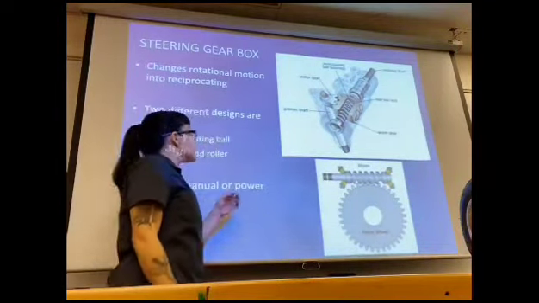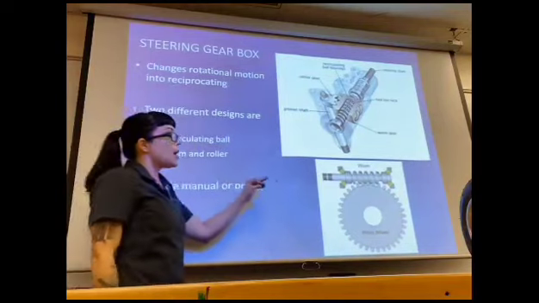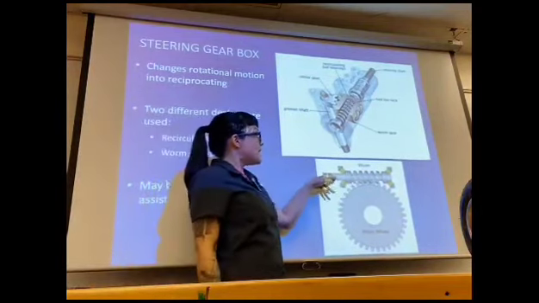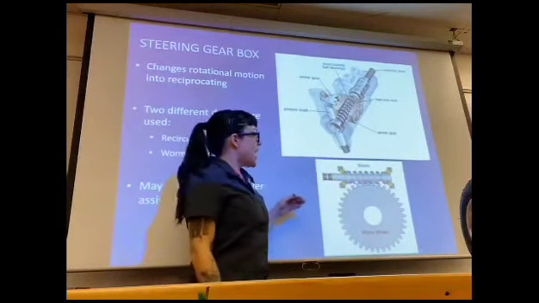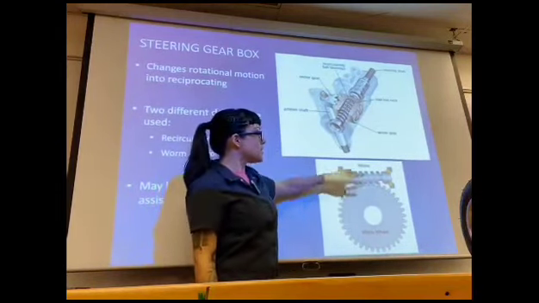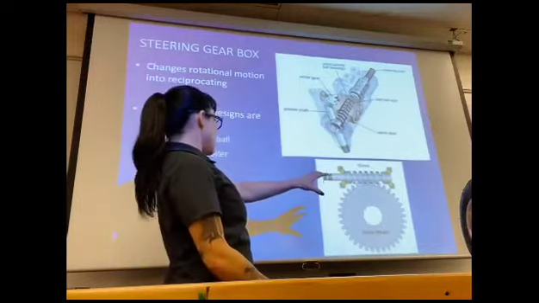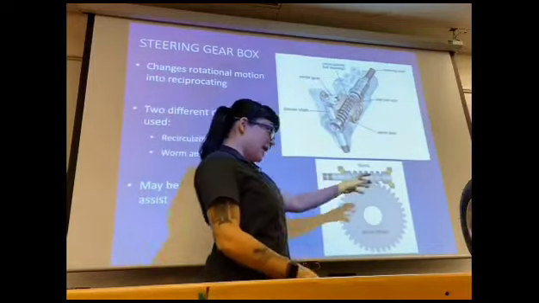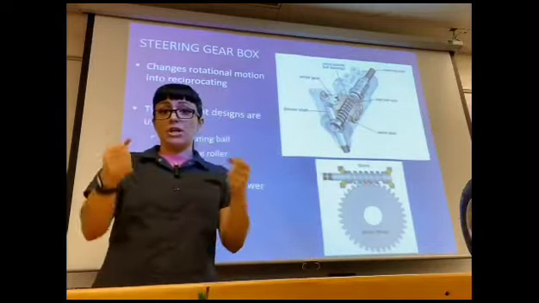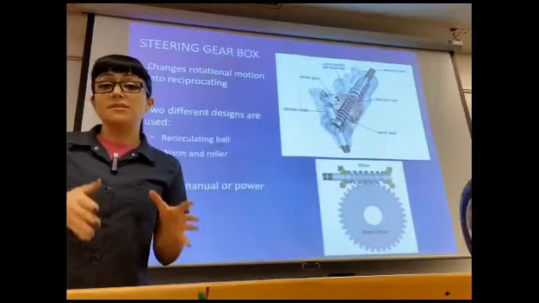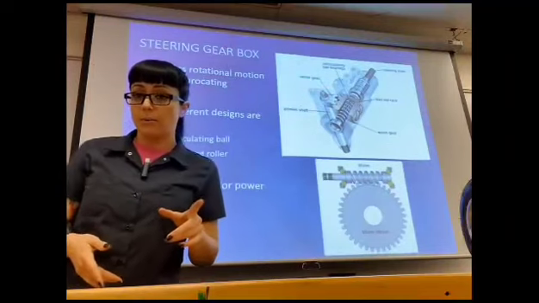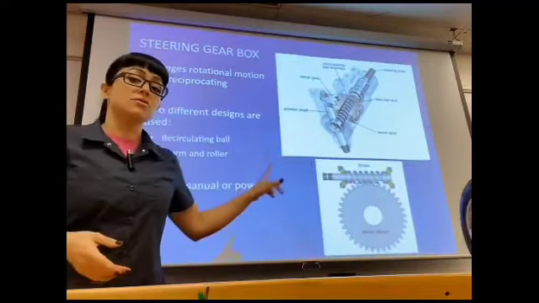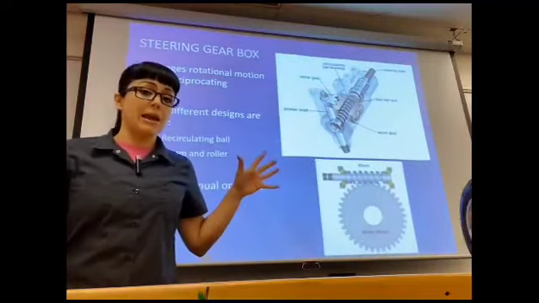And now the next design is going to be a worm and roller. A worm and roller has a spiral gear that is called a worm gear, and as we turn it, it's going to turn or change your roller gear. And that, again, is going to take this motion into this motion. This gearbox can be manual or power steering. We'll talk a little bit more about power steering in a moment. This is just the manual design without any help.